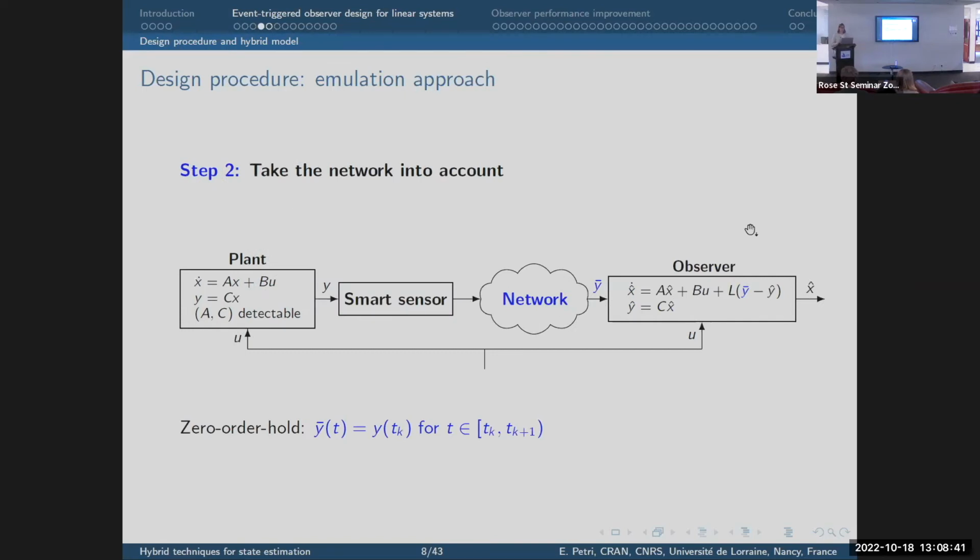In a second moment, we consider the network. And therefore, the observer does not know the whole of y, but only a sampled version, y bar. And its equations are modified as you can see here. So the only difference is that we have y bar here instead of y. And the sampled version of the output is generated using a zero-order hold device between transmissions. Therefore, y bar is kept constant between transmissions and is updated when a transmission occurs, as written here, where t_k are the transmission instants.